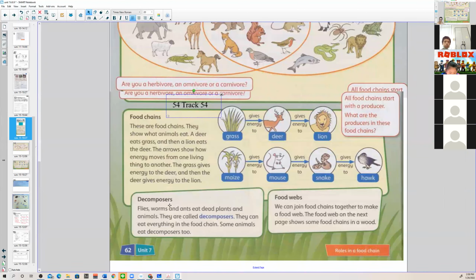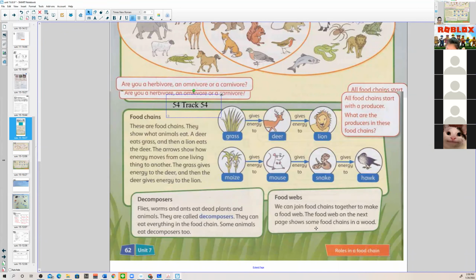Decomposers. Flies, worms, and ants eat dead plants and animals. They are called decomposers. They can eat everything in the food chain. Some animals eat decomposers too. One of the famous decomposers that we know is a mushroom, right? It always grows on the dead logs of trees or leaves. They'll just eat anything that has died.